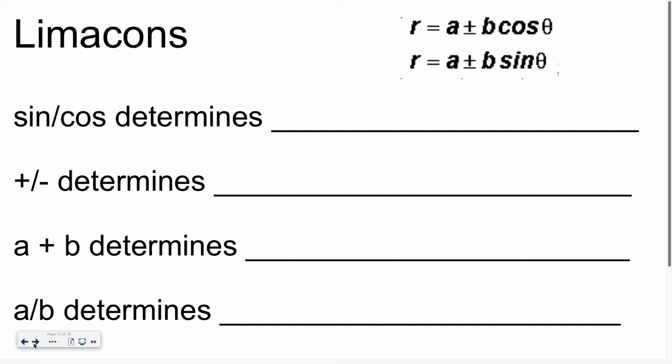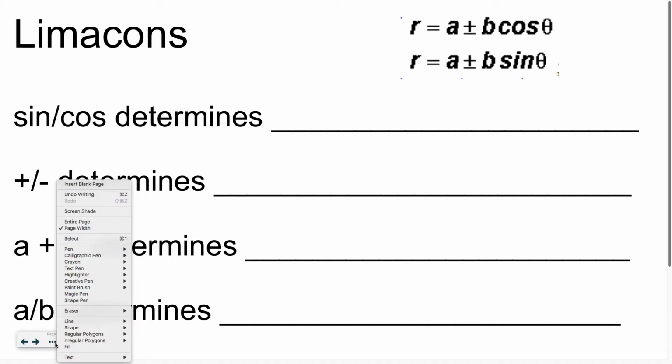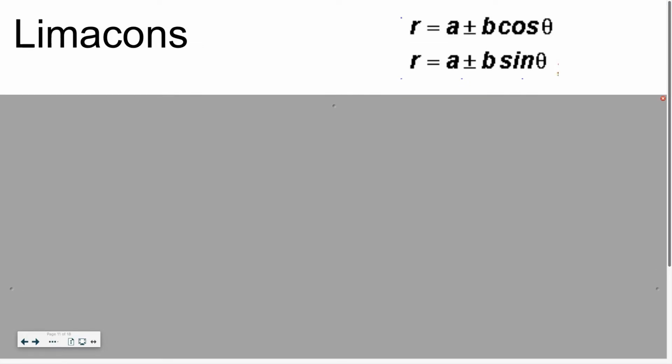Limaçons, our favorite. If you call them that, I'm not going to get upset. But this is the format for a limaçon: a plus or minus b sine theta, or a plus or minus b cosine theta.